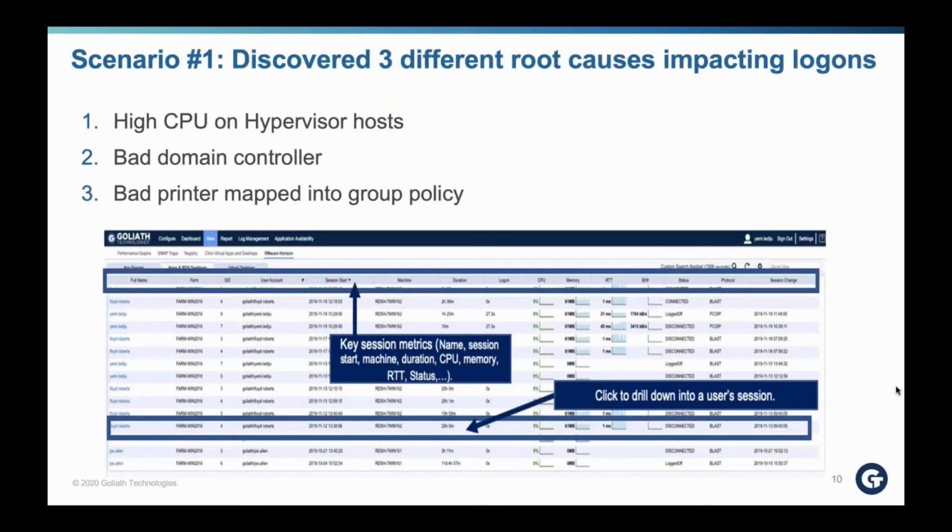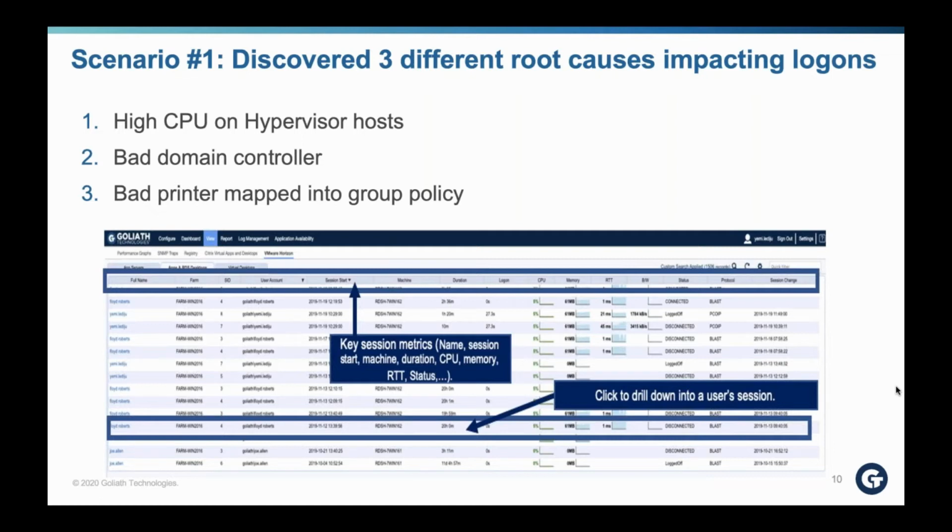After they deployed the technology, they found about 3 different root causes of issues that were impacting those delays. The first was something that Johan mentioned, which was hypervisor or resource utilization on the hypervisor host. The other thing was they were using a wrong domain controller. And finally, they had some printer policies that were actually misconfigured due to issues like upgrading a version, whether it's a version of Windows or AD versions, and those are actually impacting the session.